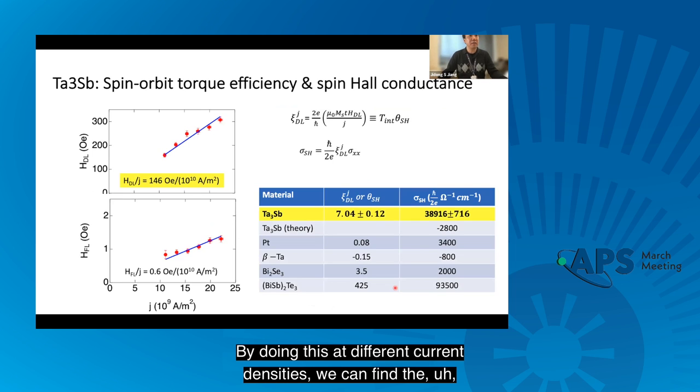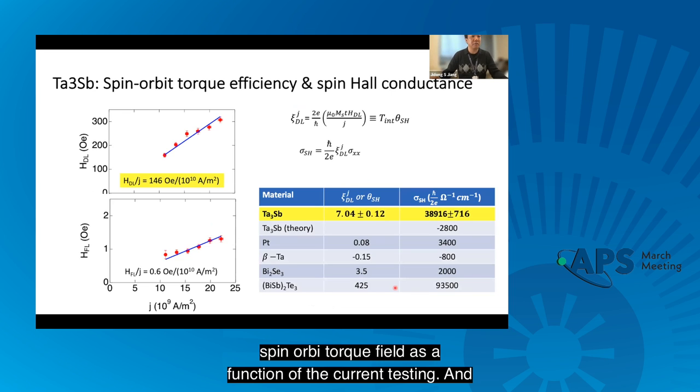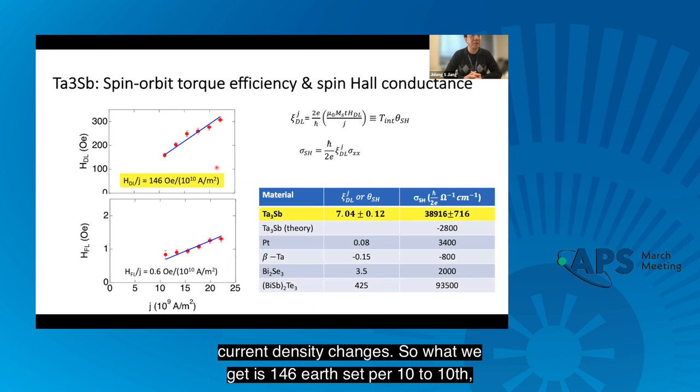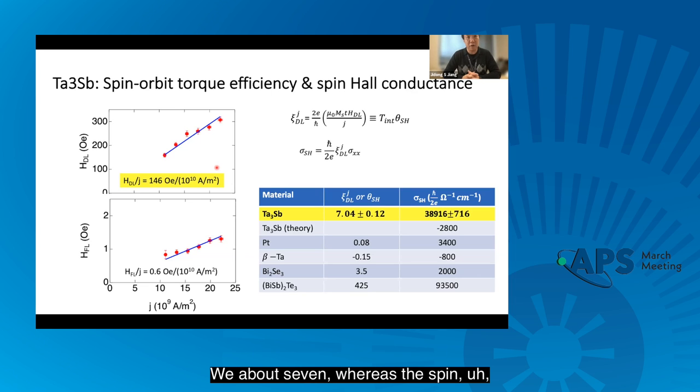By doing this at different current densities, we can find the spin orbit torque field as a function of the current density. And it's a linear dependence. The slope shows the efficiency of the spin orbit torque as the current density changes. So what we get is 146 oersted per 10 to the 10th amp per square meter. Plugging these numbers into the expression for the spin orbit torque efficiency or spin Hall angle, we get a spin torque efficiency for tantalum antimonide of about 7, whereas the spin Hall conductivity is about 38,000.